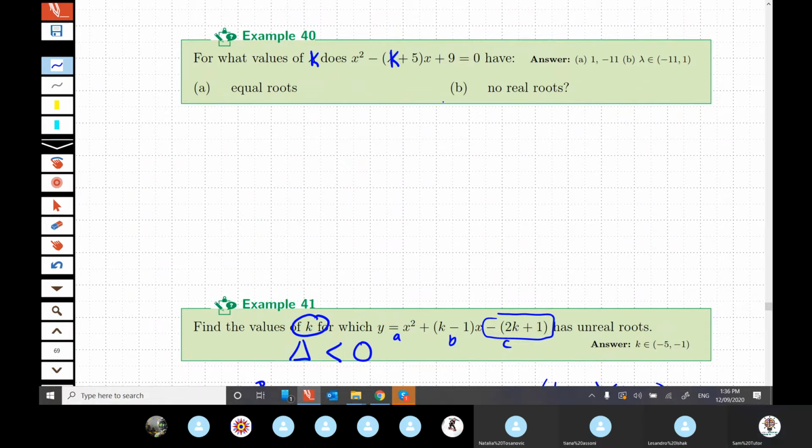There you go. For what values of K does it have equal roots? What are you going to do for equal roots? Discriminant. Equal roots. It has the one root. They're the same root. Equal roots means that the two roots are the same. Try to solve for A and B. The answer should be 1 and negative 11.